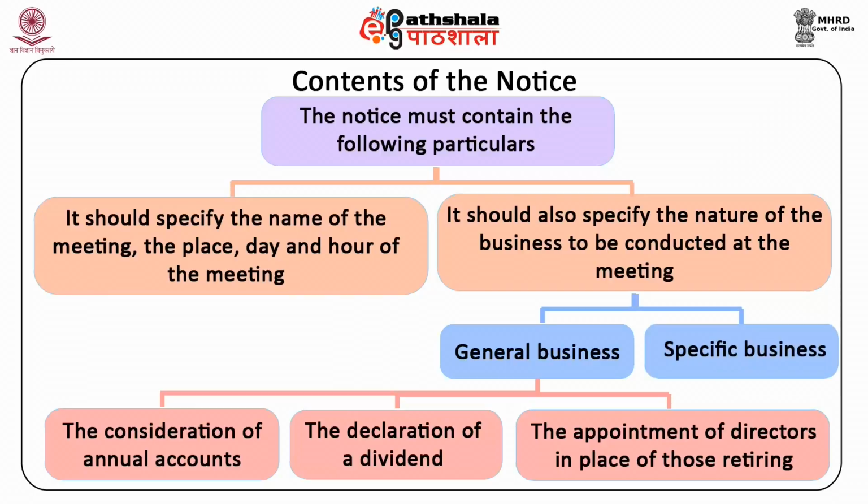B. Special business. Any other business at an annual general meeting and all business in case of any other meeting are regarded as special business. If special business is to be transacted, an explanatory statement giving all the material facts of the item of special business, including the particulars of interest of every director or other managerial personnel, must be annexed to the notice.